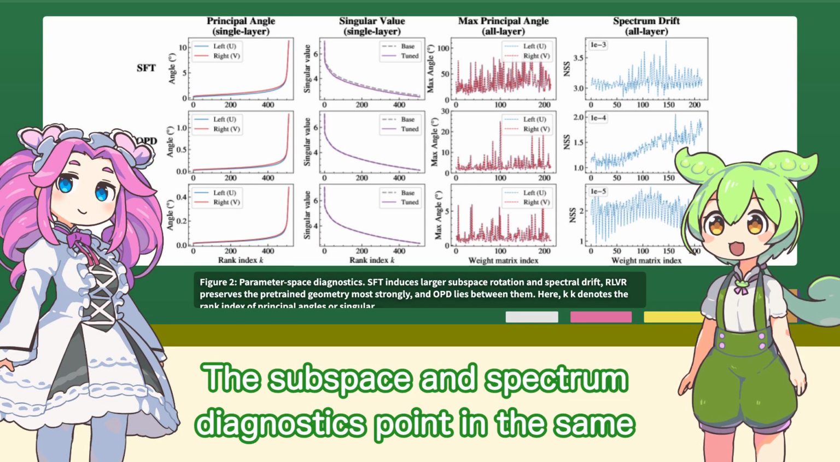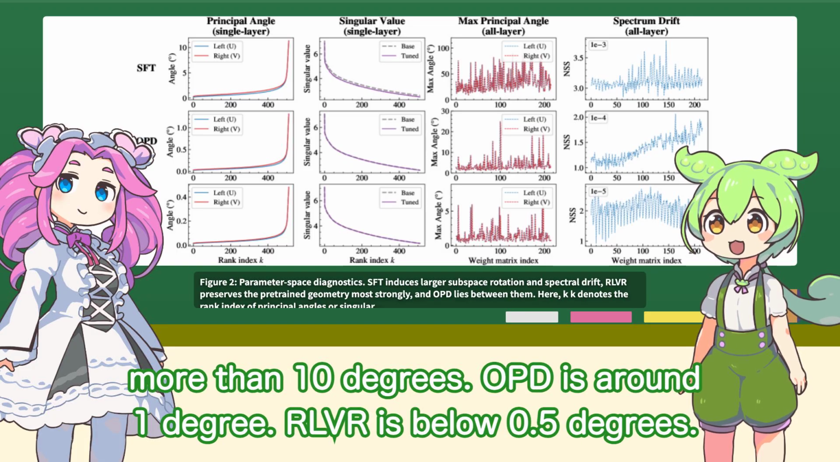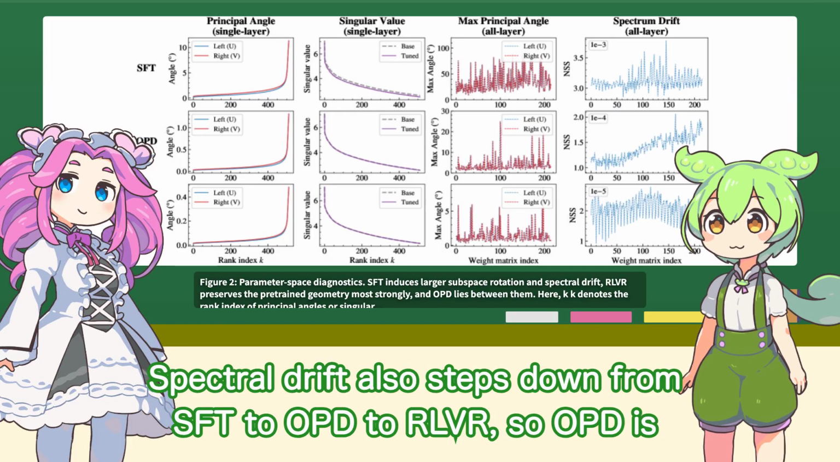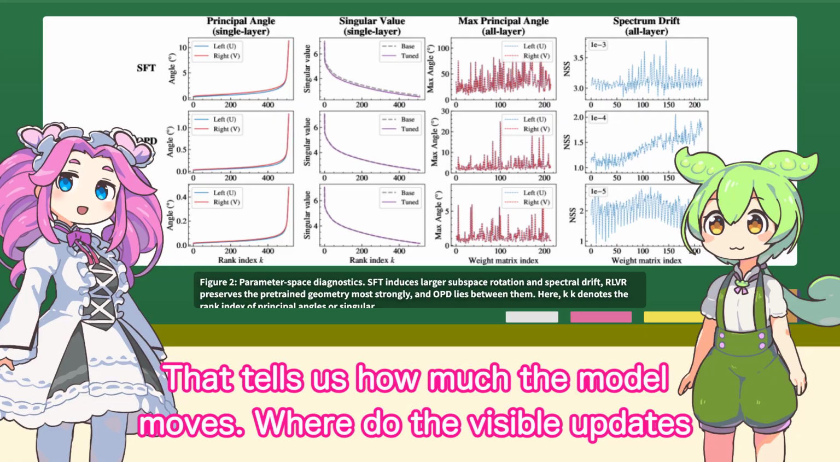The subspace and spectrum diagnostics point in the same direction. SFT rotates a representative dominant subspace by more than 10 degrees. OPD is around 1 degree. RLVR is below half a degree. Spectral drift also steps down from SFT to OPD to RLVR, so OPD is selective but not frozen. That tells us how much the model moves.